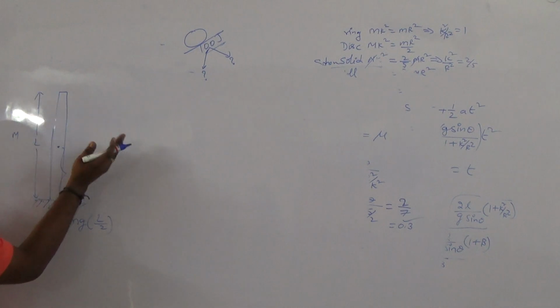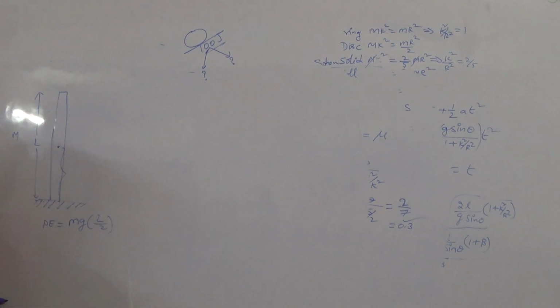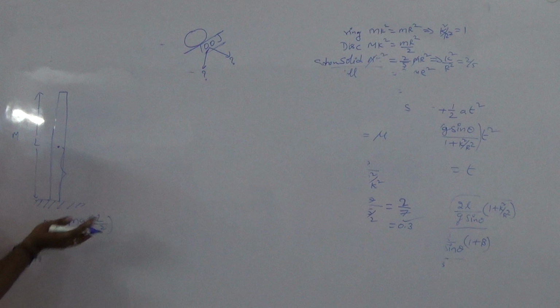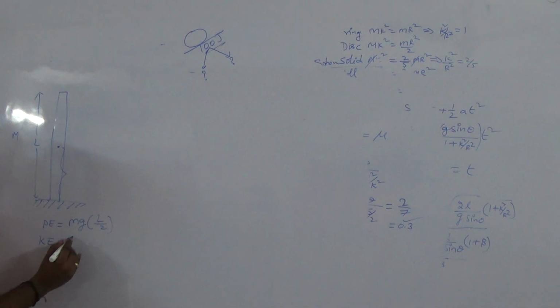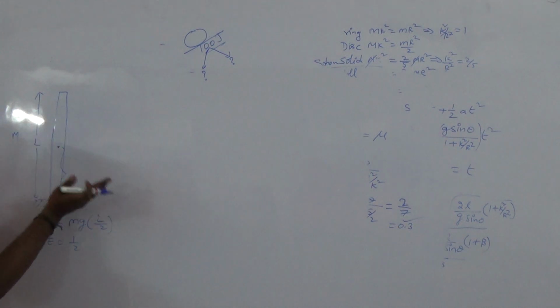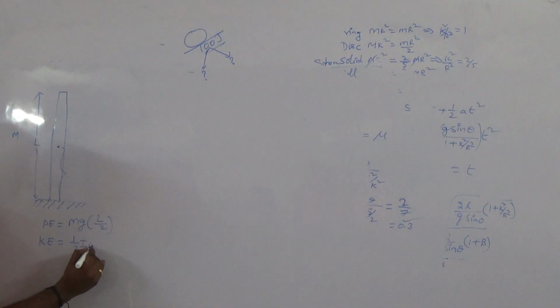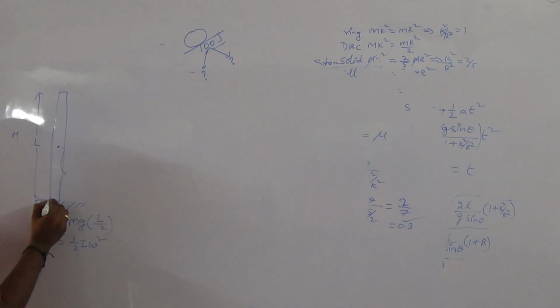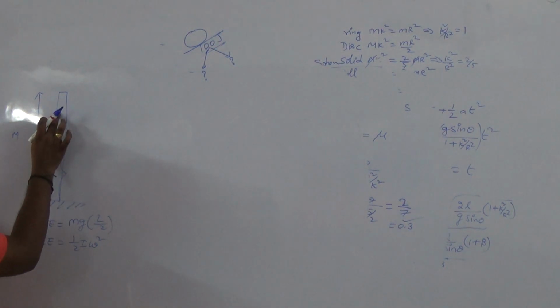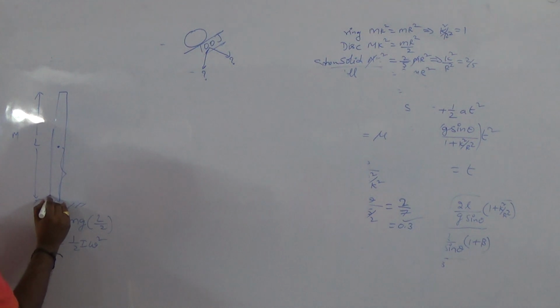When it falls like this, it gains some kinetic energy. Here it is rotatory motion, not rolling motion. So the kinetic energy in case of rotatory motion you can write as half I omega square. Now what is the velocity of this free end of the rod when it touches the ground?